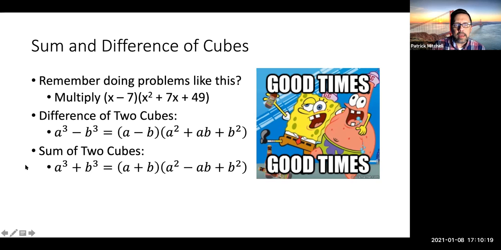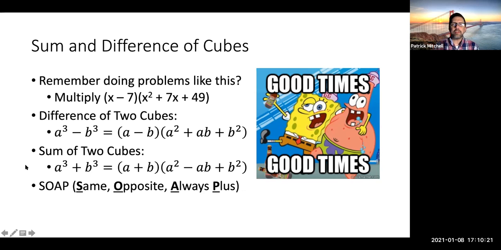And speaking of the signs, here's a way to remember how the signs work using SOAP, which stands for same, opposite, always plus. So you look at whatever sign is over here. The first sign is going to be the same as what's over here. The second sign is going to be the opposite of what's over here. And the last sign is always a plus. So that works for this, and it also works for this. Same sign, opposite sign, plus sign, okay?